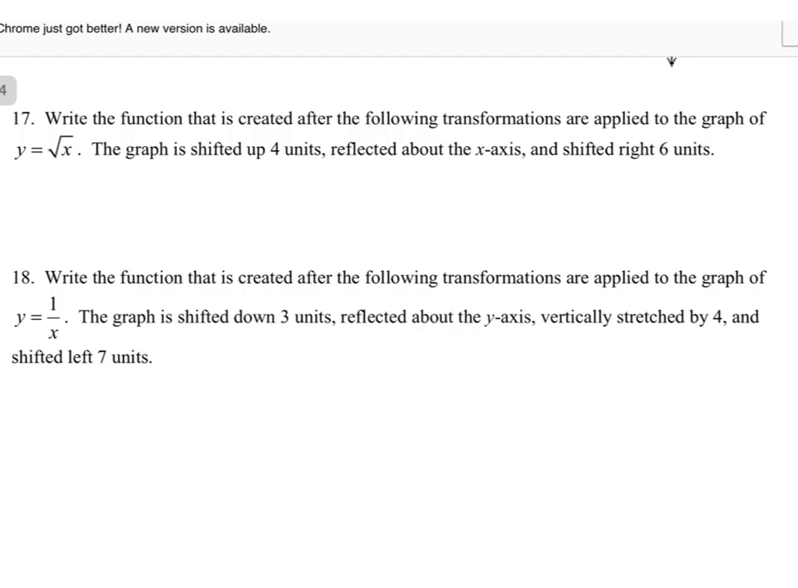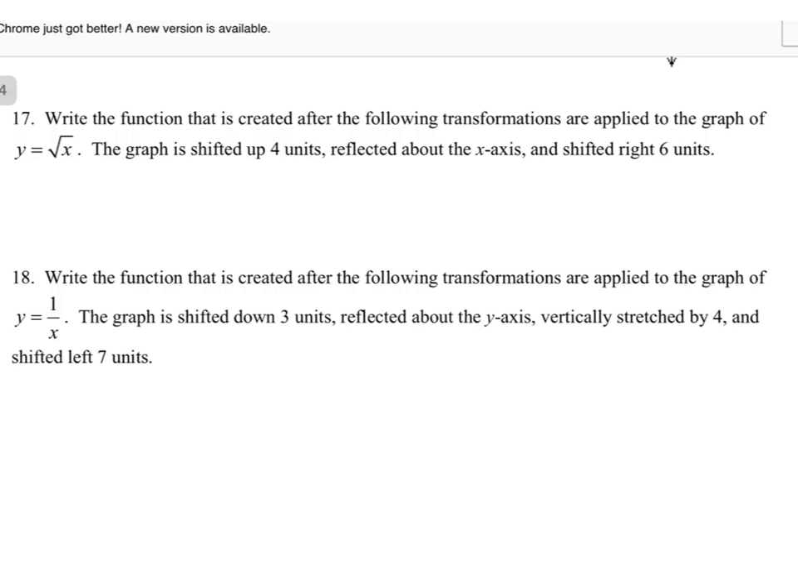In this video, I'm going to show you how you can build a function based on a parent function that undergoes a series of transformations. So I have a couple examples here. For 17, we're going to write the function that's created after the following transformations occur to the parent function y equals the square root of x. So we're going to do these one at a time.